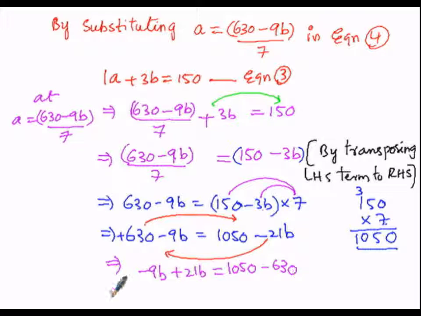To simplify further, these two are like terms, and these two are the constants, those two are like terms. Plus of minus is minus, we have to simply subtract. 21 minus 9 is 12b. To assess the sign of 12, we have to see the greater among 21 and 9. 21 is greater than 9, 21 has a positive sign, so 12 gets the positive sign.